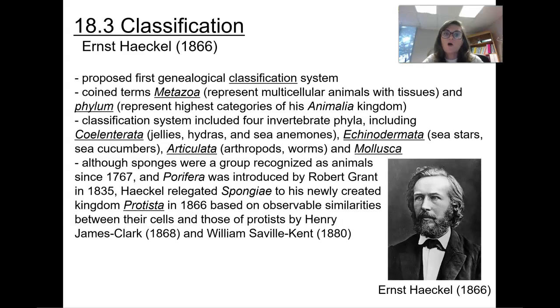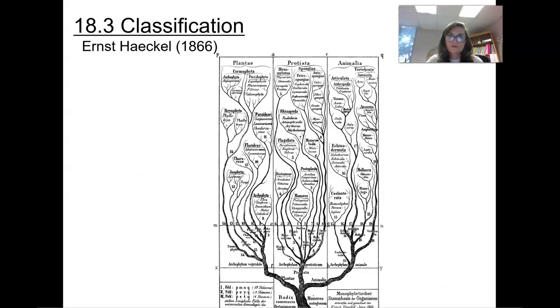mollusca. Although sponges are going to be a group that's recognized as animals since 1767, Porifera is going to be introduced by Robert Grant in 1835, and then Haeckel's going to relegate the sponges to his newly created kingdom of Protista. So he actually puts them in with the protists in 1866. And he's going to do this because of some observable similarities between their cells and those of protists. And so here is Haeckel's.